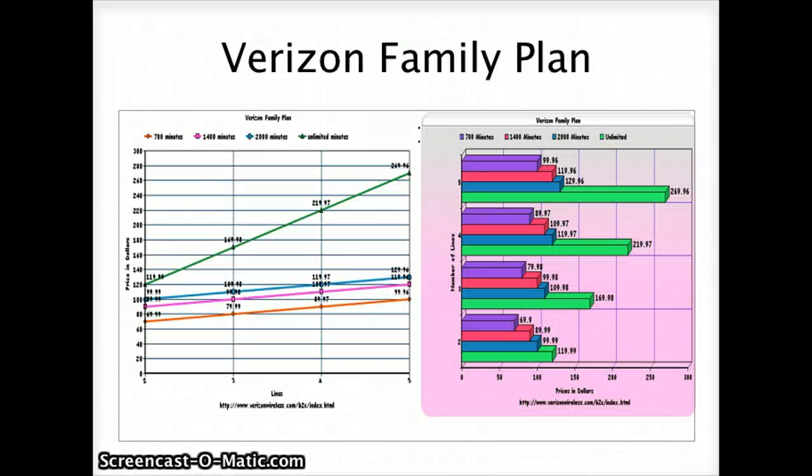On this slide, you can see the Verizon family plan. You could get anywhere from 2 to 5 lines. You could also have either the 700, 1400, 2000, or unlimited minutes package. The cost of these packages ranged anywhere from $69.99 to $269.96. Once again, just take a minute to look at the graphs.